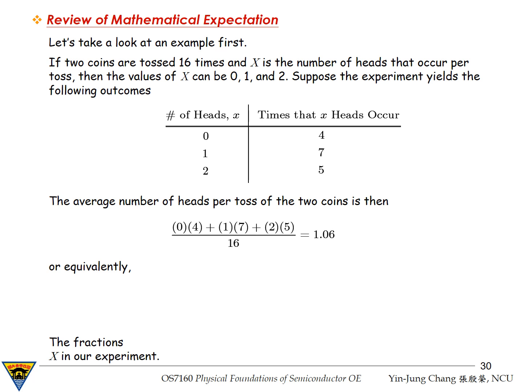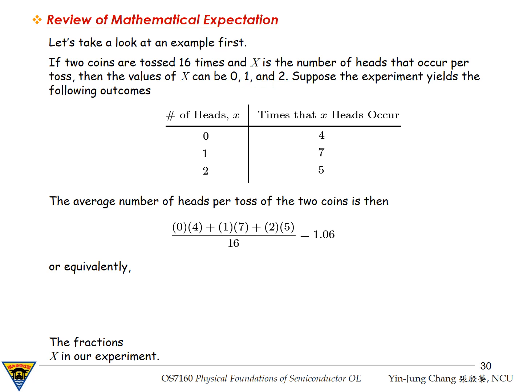Before introducing quantum mechanical expectation values, I would like to give you a very useful review of the ordinary mathematical meaning of an expectation value. The example here considers tossing two coins 16 times. Let the random variable x be the number of heads obtained in a given toss of the two coins. Since we are tossing two coins, the possible values of x are 0, 1, and 2.